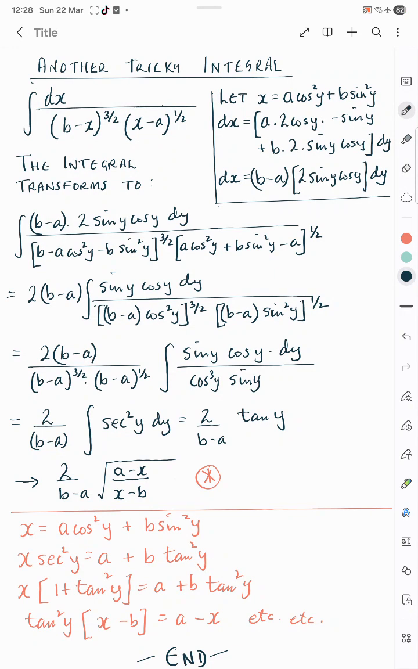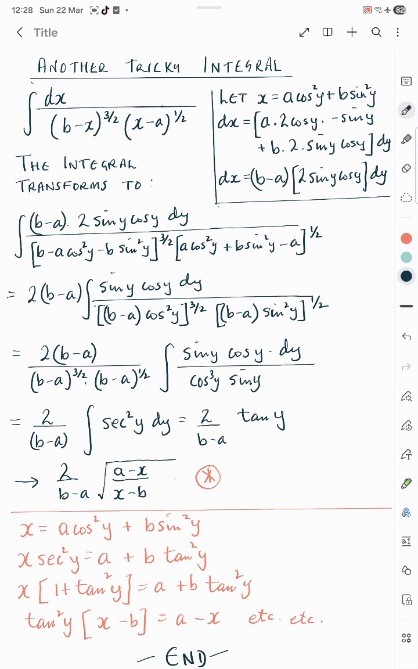Hello and good morning. A short while ago, I did what I called a tricky little integral, and now I want to do another tricky integral. This time we want to integrate, with respect to x, 1 over (b minus x) to the power 3 over 2 times (x minus a) to the power 1 half. And we're going to use the substitution x equals a cos squared y plus b sine squared y.